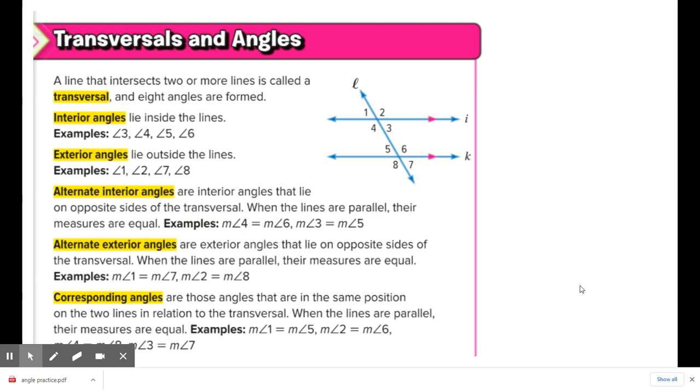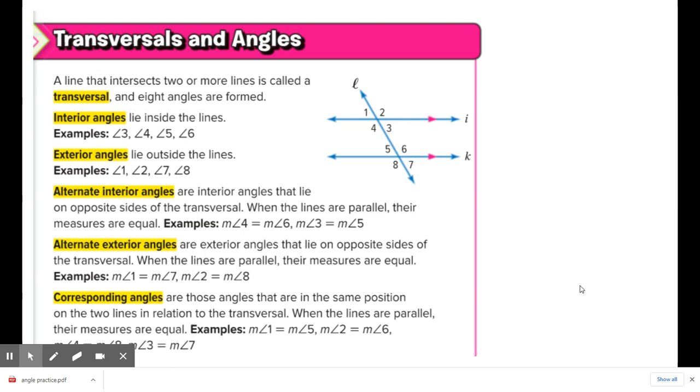Think about what alternate interior means. Alternate means they're on opposite sides of the transversal, but they're interior. Why do you need to know this? Because alternate interior angles are congruent. Whatever angle 6 is, angle 4 is going to be congruent to it. Whatever the measure of angle 3 is, angle 5 is going to equal it.